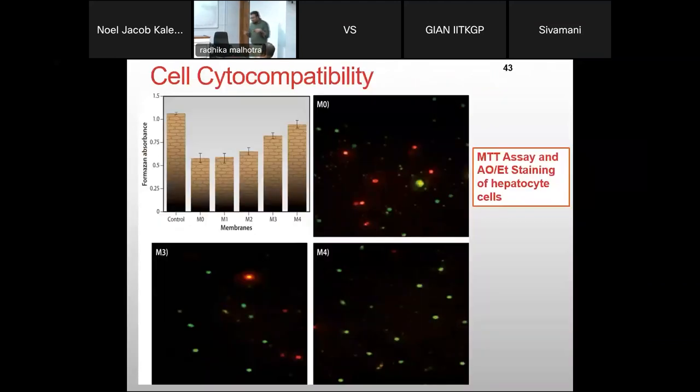Apart from blood compatibility, there is cytocompatibility. Cytocompatibility is about how many live cells there are and how many die when in contact with blood. Here we used hepatocyte cells, and again a staining was done, the acridine orange ethidium bromide staining. The live cells take up one particular dye, and the dead cells, because they lose their cell wall, take up the other dye. Red cells translate to dead cells, and green are the live cells.